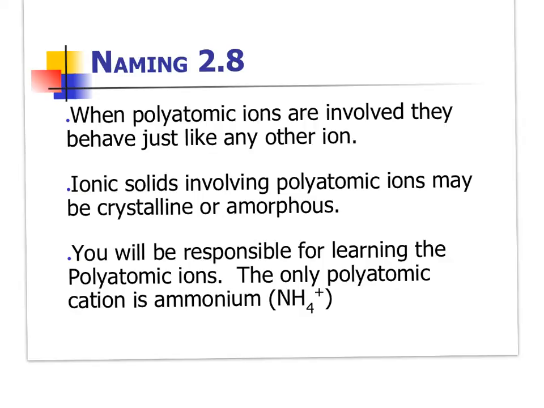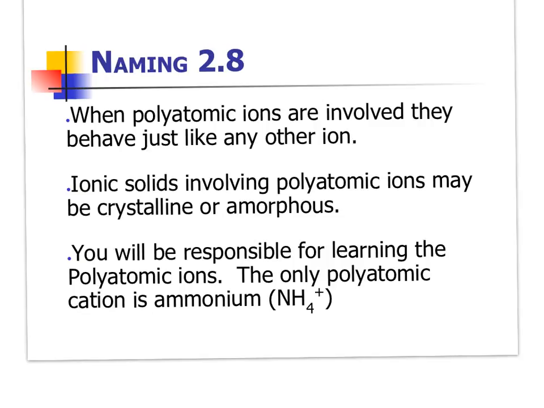Any ionic solids involving polyatomic ions can be a crystalline or amorphous material. Some of that we'll talk about again in a little bit next week, but know that these are little things that we just add to it as we move on. So these can form that. You will be responsible for learning them. Some of them are very common. Some of them have alternative names, and it is probably the one thing that becomes the hardest part of naming: these darn polyatomic ions.